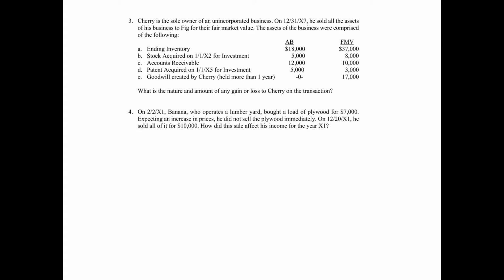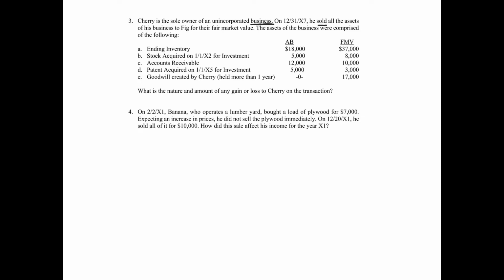Cherry is the sole owner of an unincorporated business. So whenever you're doing these problems, we saw in the last one, number 2, it was investment activity. This is business activity. It actually says business. So if you're told in a problem it's business activity, you stick with that. If you're told it's investment activity, you stick with that. This is business activity. On 12/31/X7, sold, right?